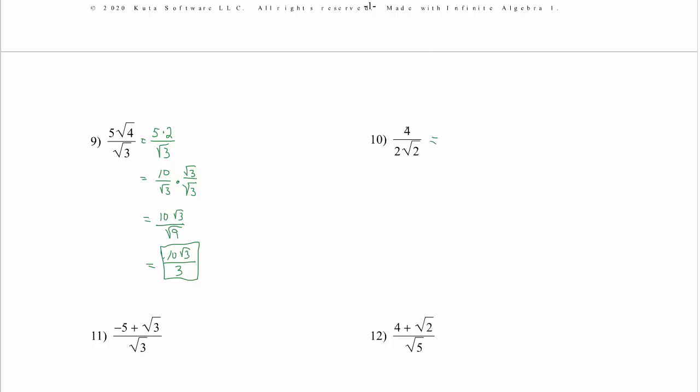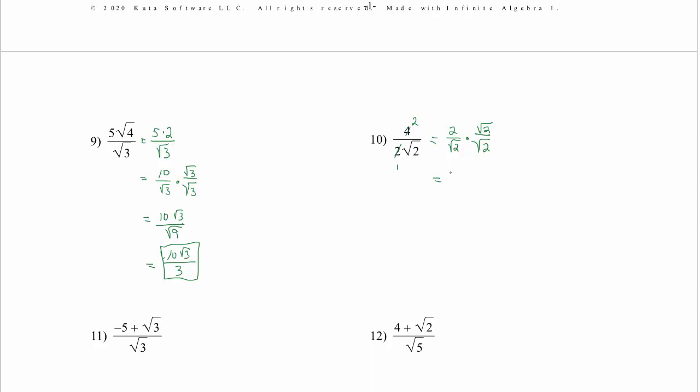Let's look at this. Oh, do you notice something here? We have a 4 outside of a square root and a 2 outside of the square root. We could actually reduce this first. 2 goes into 2 once, and 2 goes into 4 twice. So you reduce to get 2 over square root of 2. But we still have that square root of 2 in the denominator. So in this case, I'm going to multiply by the square root of 2 over the square root of 2.